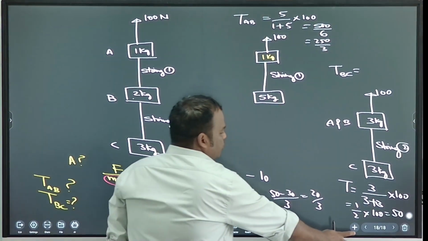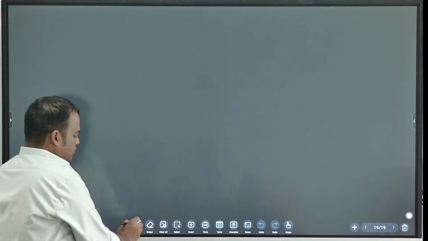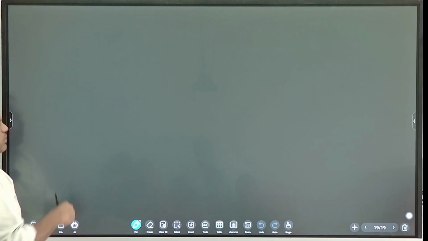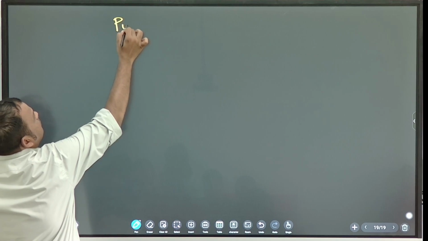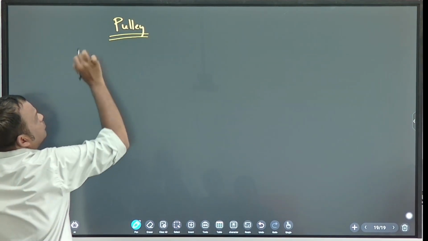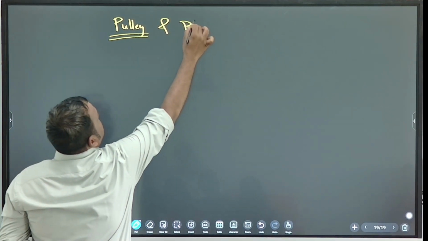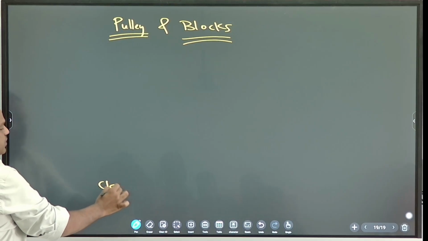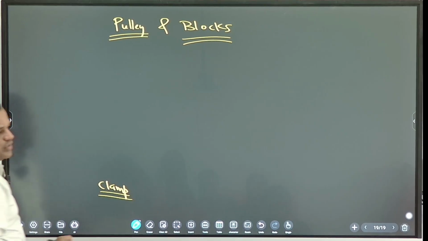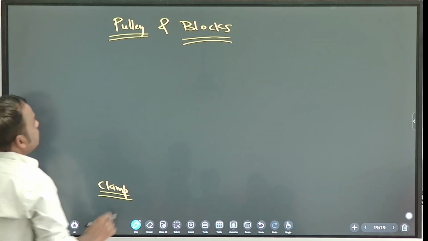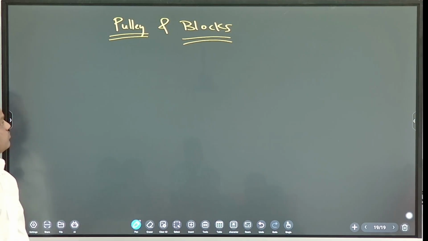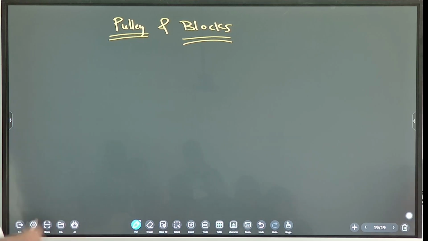Now, pulley and blocks. Let's come back to pulley. Note down: pulley system, pulley and blocks. Yesterday we discussed clamp. You remember? Clamp we discussed yesterday. So again clamp will come. Now we are doing pulley and blocks. Again, very important.